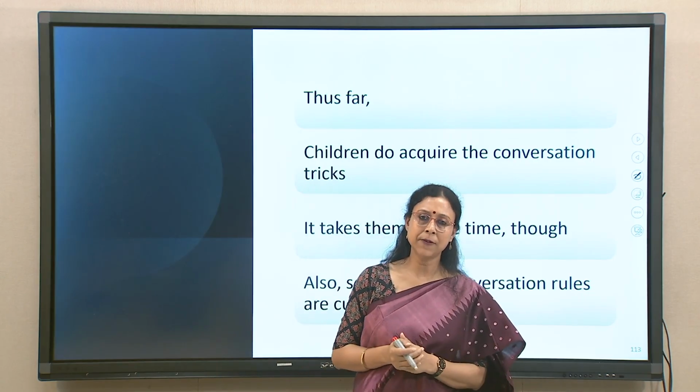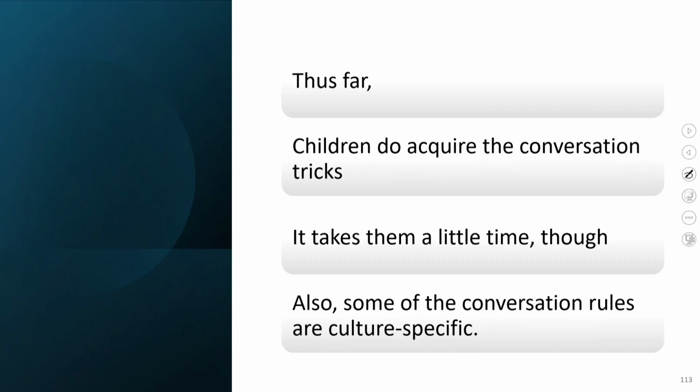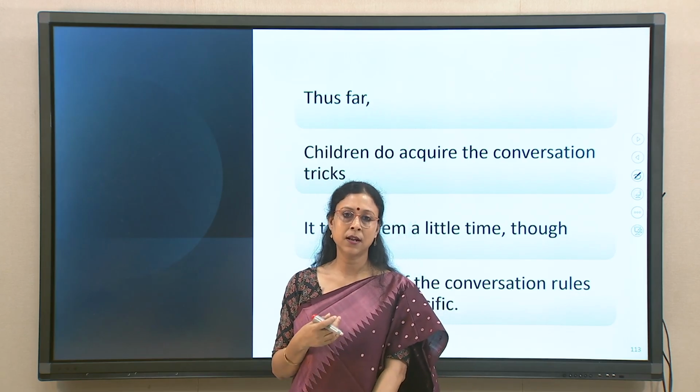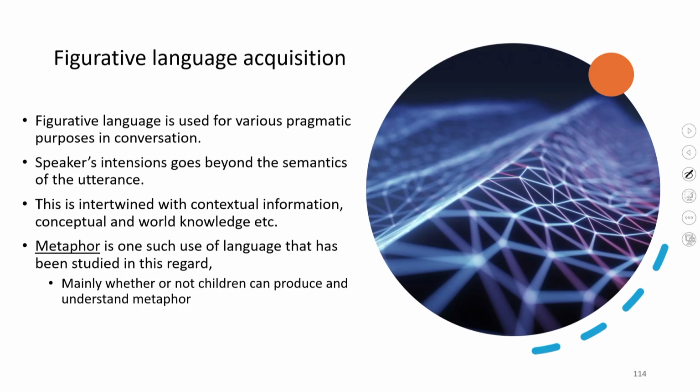So, thus far we have figured out that children do acquire the conversation tricks. It takes them a little bit of time as they find their way through the social norms, the linguistic norms, their linguistic repertoire, as well as their understanding of certain complex social norms as to what is politeness and what is the relative position of the older addressee versus a younger addressee and so on. Some of the conversation rules are culture specific, and hence we see different patterns.